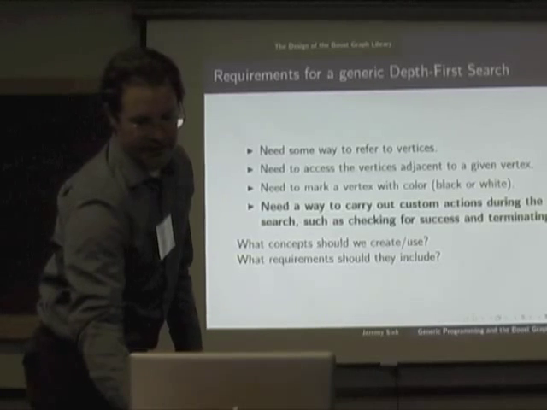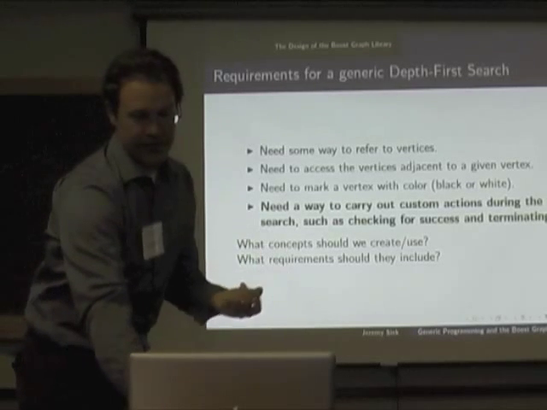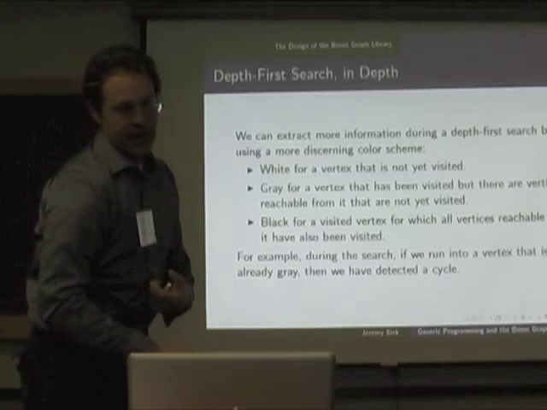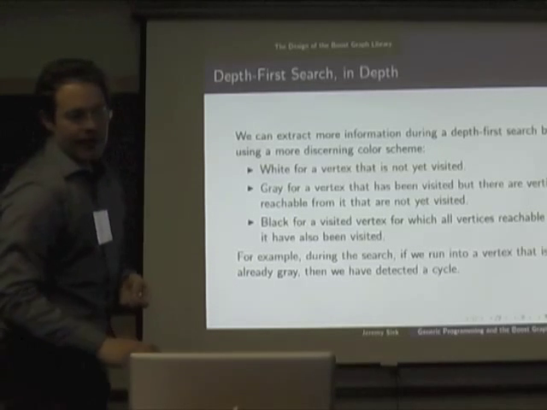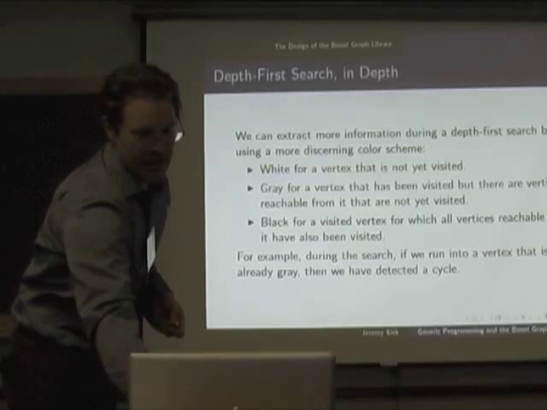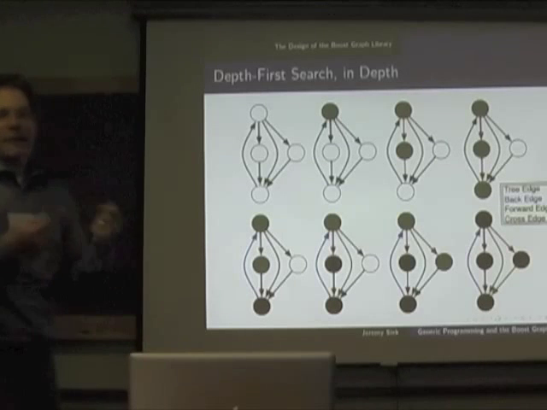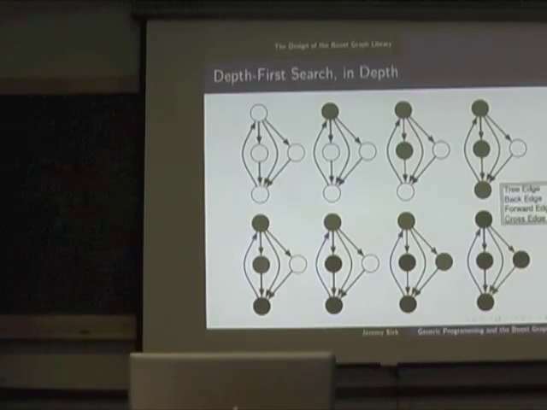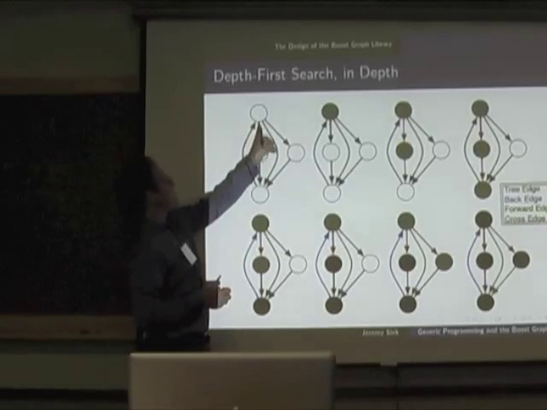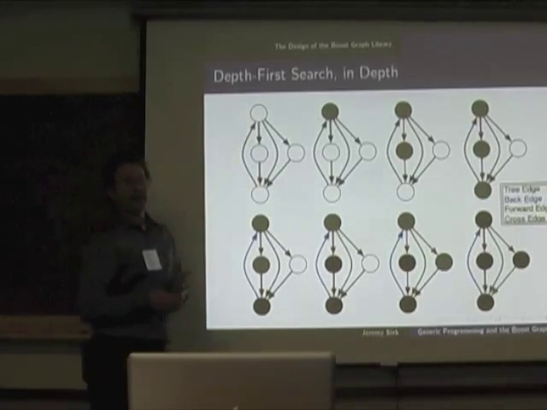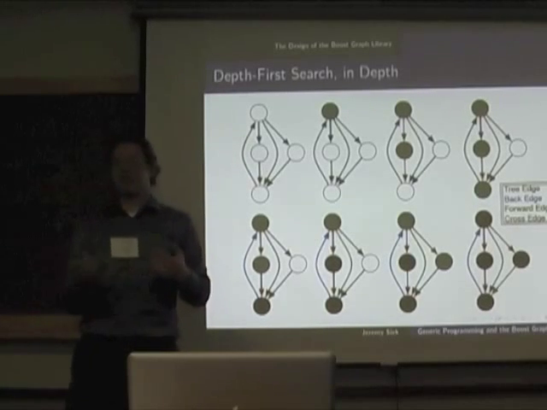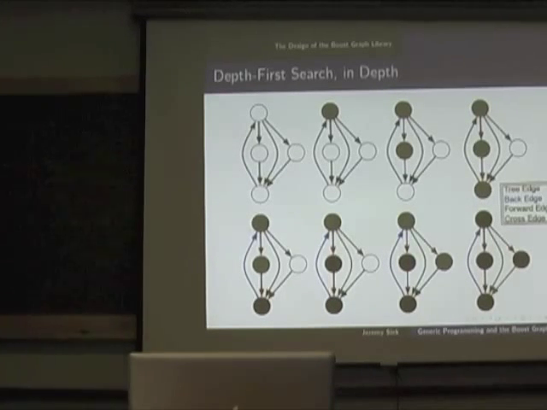And then we need a way to carry out custom actions during the search, like checking for success and terminating and things like that. I think I'm going to skip over this part. What I'm skipping over is that this white-black marking is sort of coarse, and there's a lot of information you might miss out on if you only do white-black marking. For example, you might want to catch that there's a cycle, like this guy has a cycle going back to here, and it'd be nice to realize when you have cycles. Let's say you're trying to build a makefile tool and you wanted to see if there are cycles in your file dependencies.